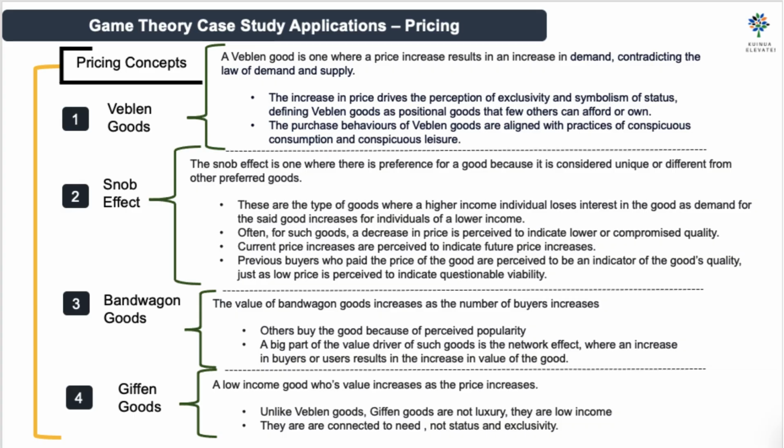Lastly, Giffen goods, similar to Veblen goods, attract more demand as the price increases, but unlike Veblen goods, Giffen goods are not luxury goods. They are low-income necessities and their primary consumers are low-income groups.